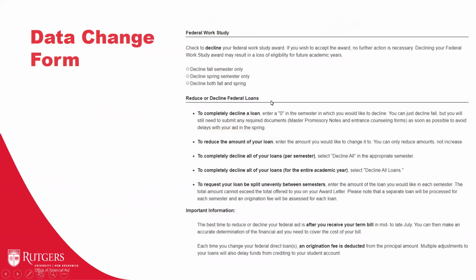So with the data change form, here is showing you how you can make changes. With the federal work study, you can decline for fall only, spring semester only, or for both fall and spring. So it's pretty straightforward. It's a lot of information. I would suggest reading all of this information before you go ahead and make changes to your information that is posted on your financial offer letter.